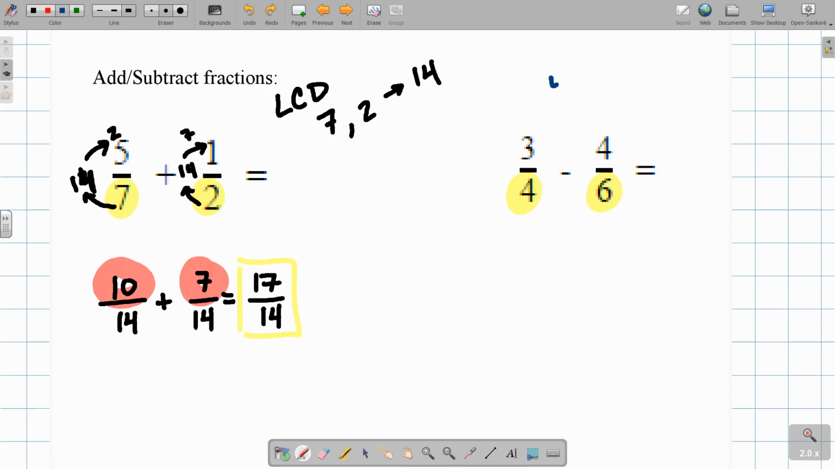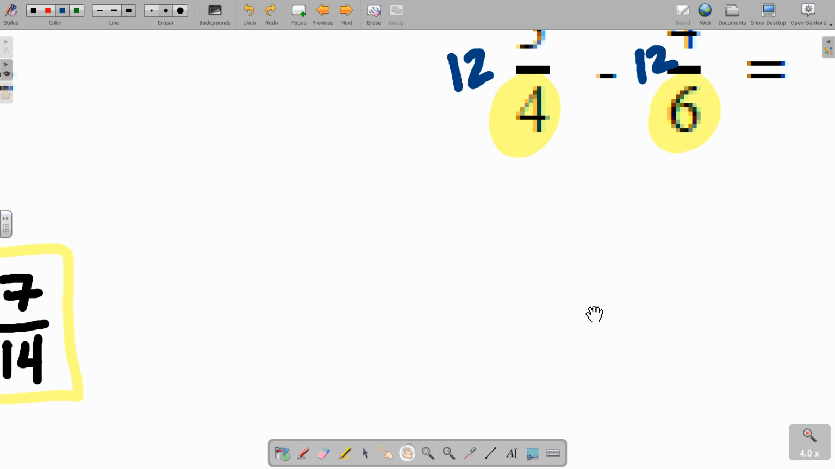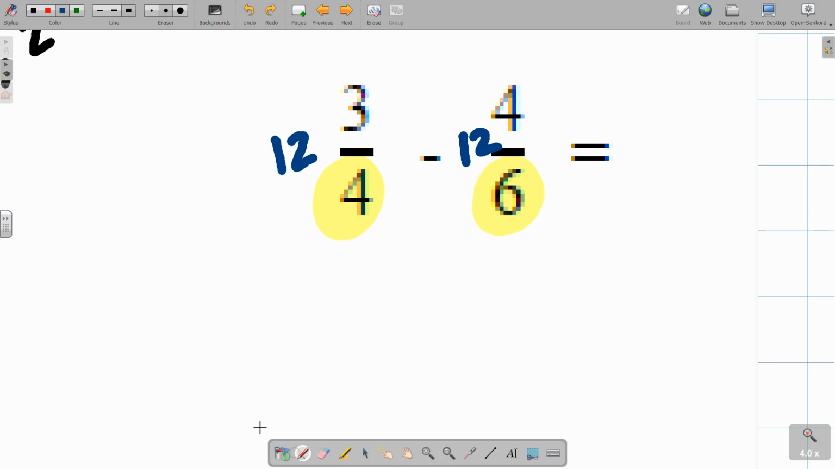We ask ourselves, what does 4 and 6 both go into? The lowest common denominator, and that is 12. Put a little baby 12 there next to both of them. Get really close so this is easy to see. 4 goes into 12 3 times. I put a little baby 3 there. 3 times 3 is 9, so 3/4 translates into 9 over 12.